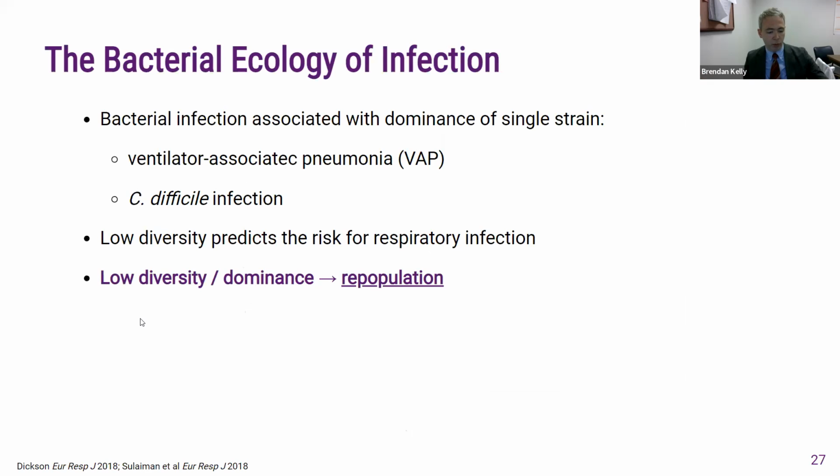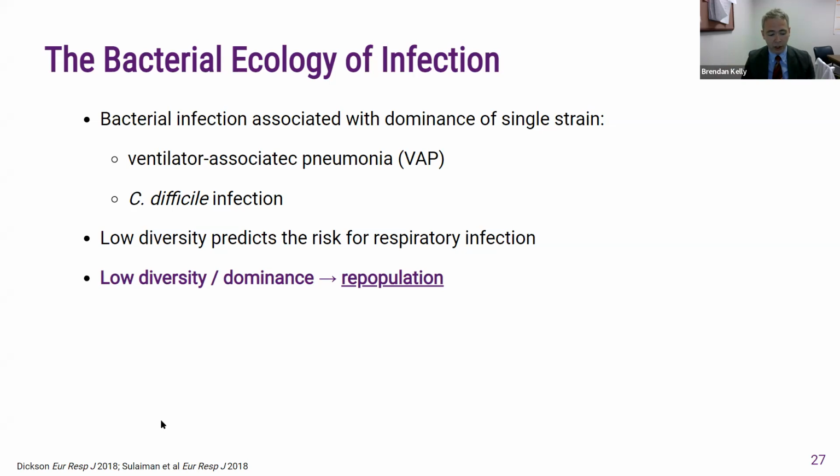So I know I'm going at breakneck speed, and I'm trying to shoehorn too much into this. I'm just excited to share it. But just to sum up the bacterial ecology of infection. In broad strokes, bacterial infection, both VAP and C. diff, is associated with dominance or increased abundance of a single strain, and low diversity does predict risk for respiratory tract infection. I have to caveat this, where this is not the case for all lower respiratory tract infections.